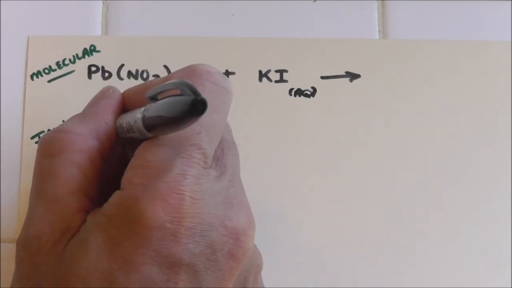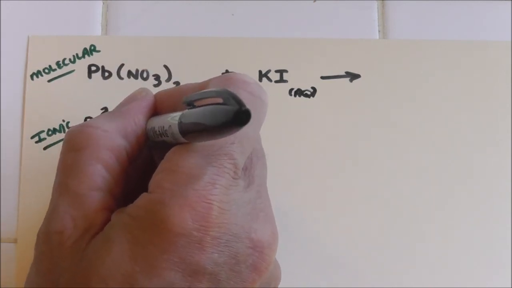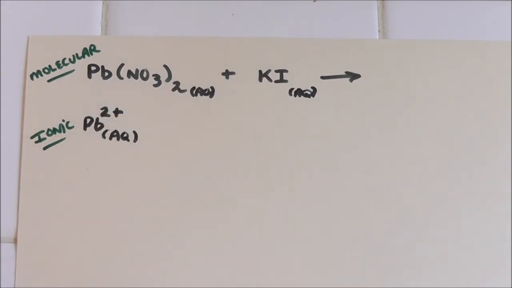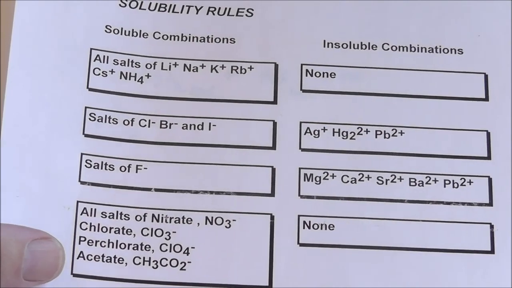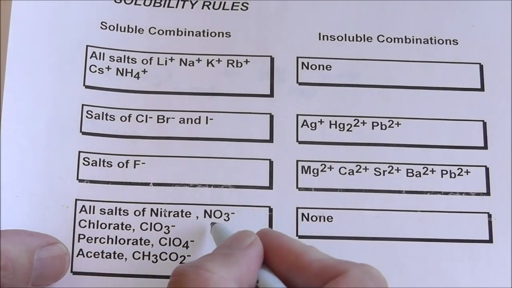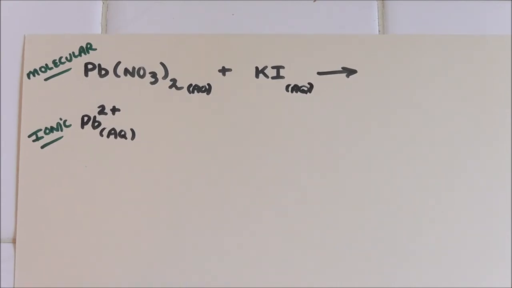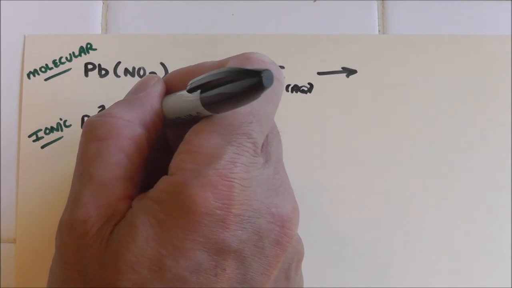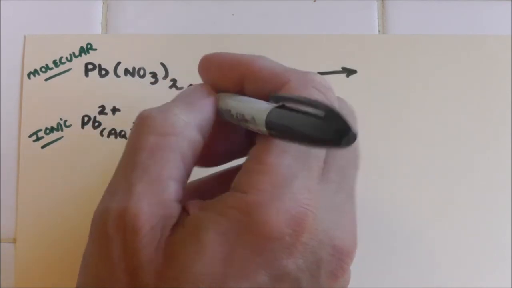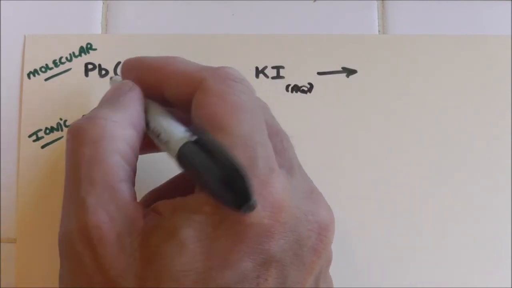Now, how did I know that was a Pb2+? Because I know from the solubility rules table that nitrates are -1 each. So that nitrate, -1, paired twice with a lead, points to the fact that lead must be lead 2+. And so now here's the thing that happens.